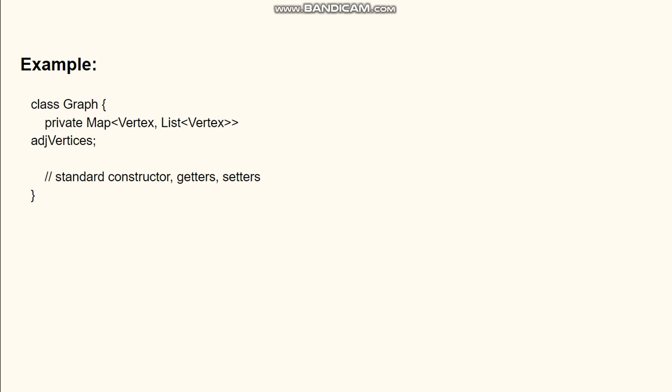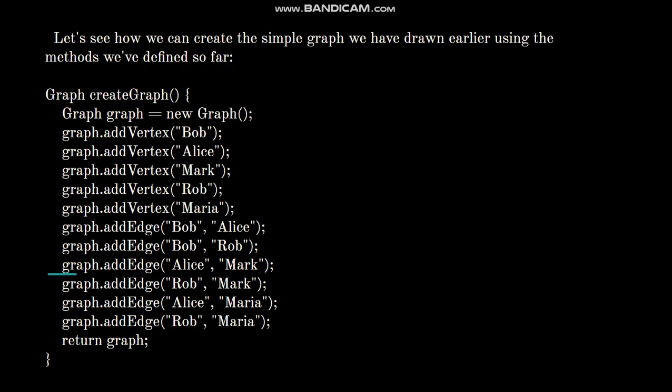There are several operations possible on the graph data structure, such as creating, updating, or searching through the graph. We will go through some of the more common operations and see how we can implement them in Java. Let's see how we can create the simple graph we have drawn earlier using the methods we've defined so far. Here we can see the code.